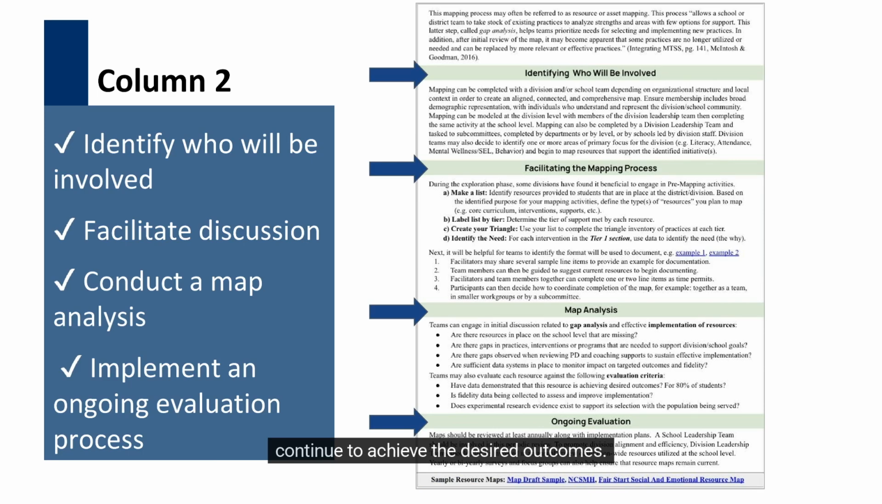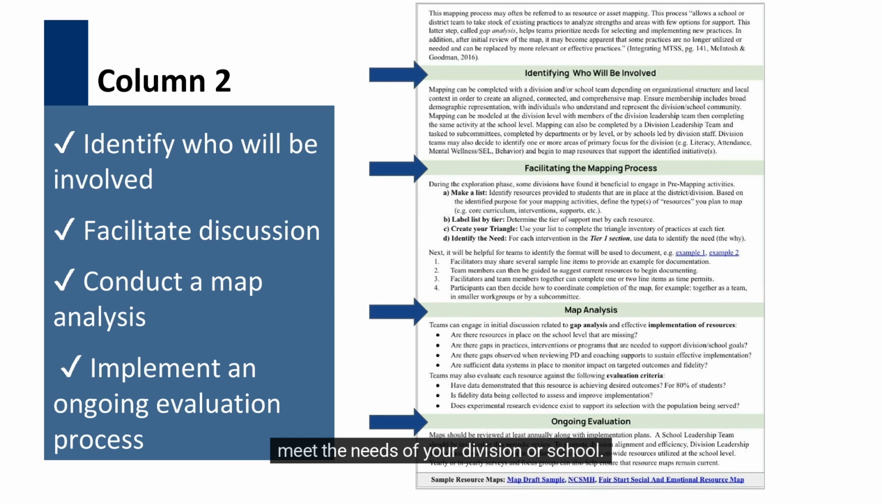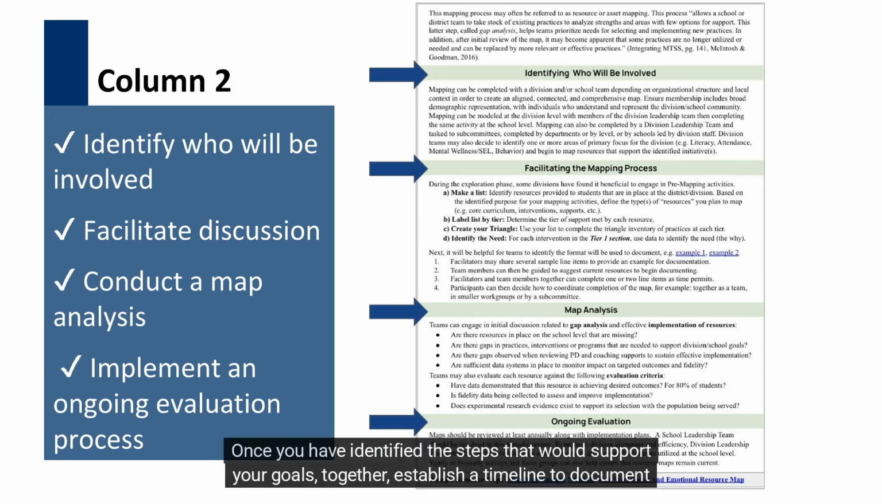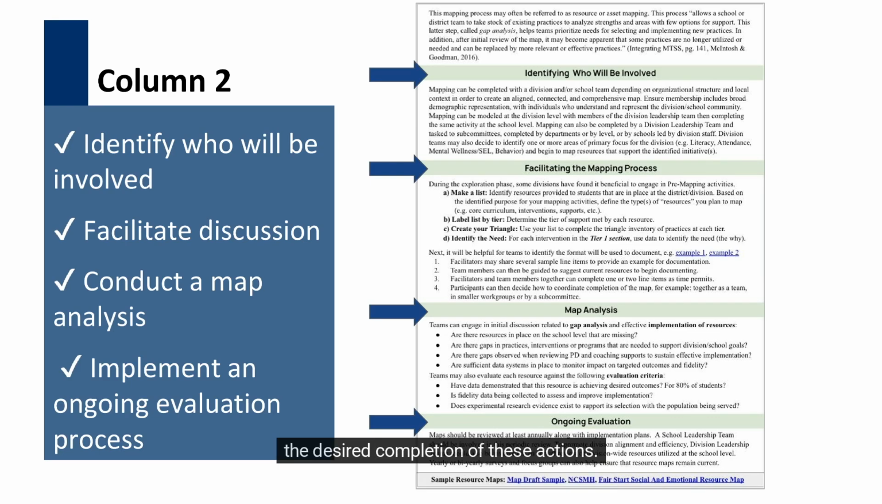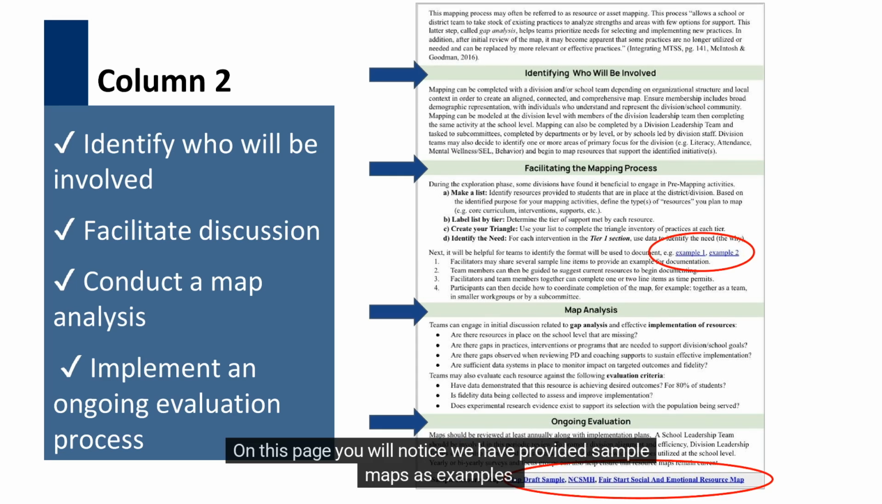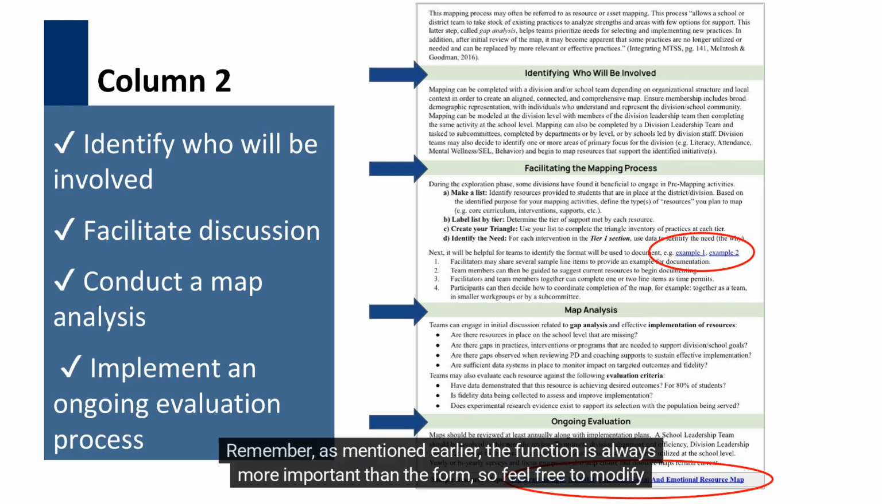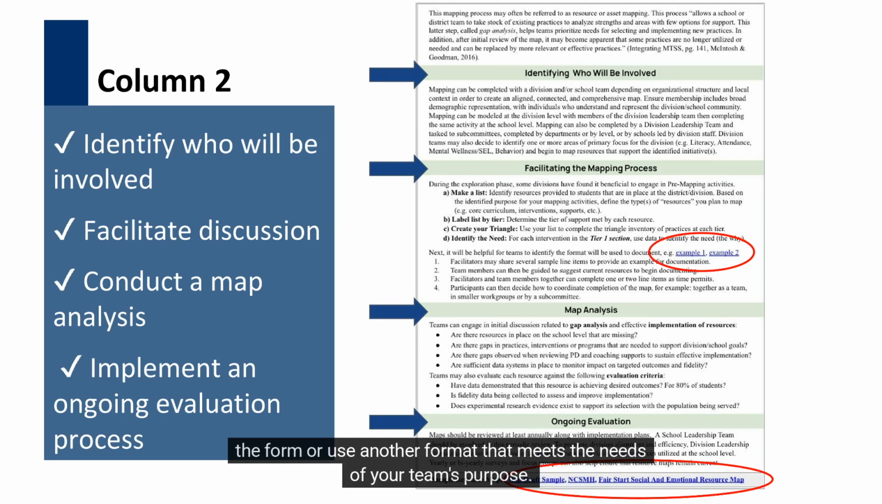Take a moment as a team to review each step in this process and what ways you might adapt them to meet the needs of your division or school. Once you have identified the steps that would support your goals, together, establish a timeline to document the desired completion of these actions. On this page, you will notice we have provided sample maps as examples. Remember, as mentioned earlier, the function is always more important than the form, so feel free to modify the form or use another format that meets the needs of your team's purpose.